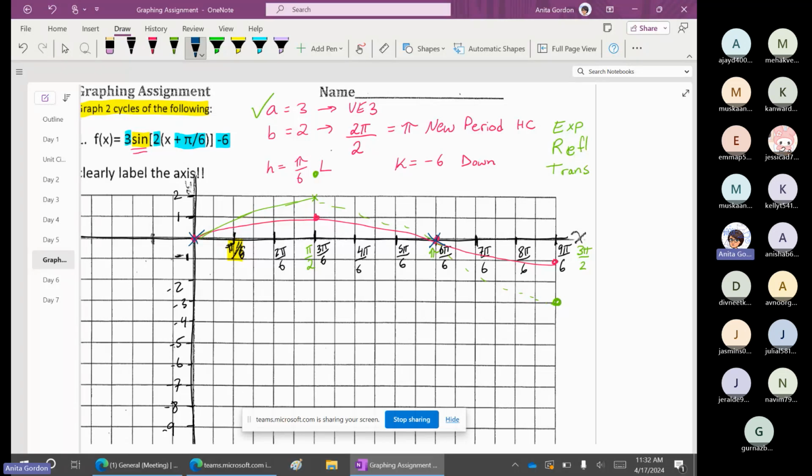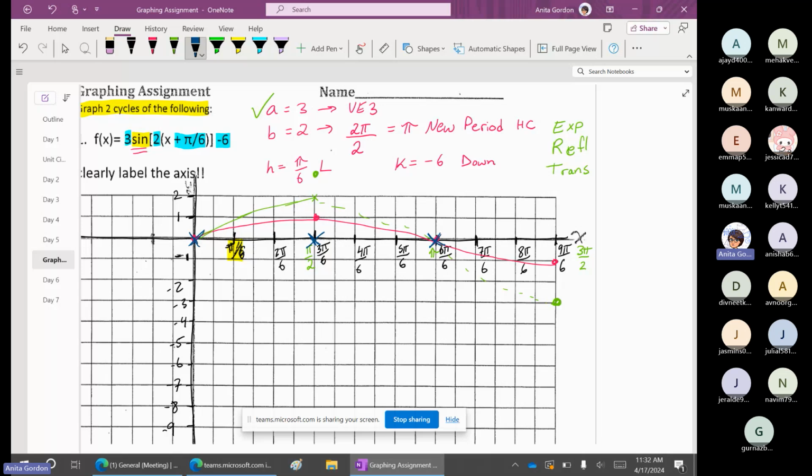Now, where is the middle of my graph? What's between 0 and pi? Pi by 2. That's the middle of my graph. Okay, looking at our original sine wave on the board, the top of the graph is between the beginning and the middle. So between 0 and pi by 2.